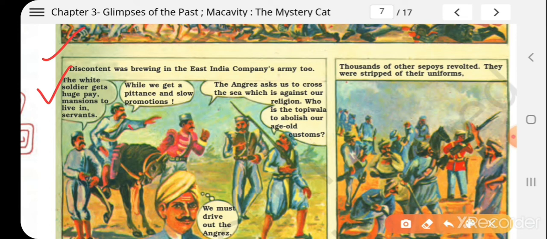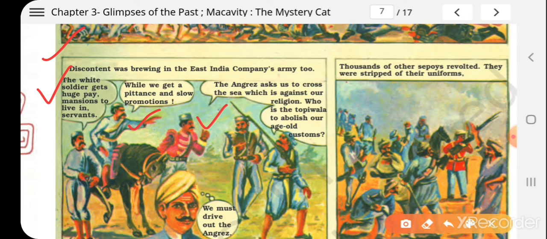While the second one says that while we get a pittance and slow promotions, जबकि हमें तो वो salary भी इस तरह देते हैं जैसे दान में देते हैं. Pittance का मतलब होता है दान में देना. And slow promotions. Then second one says that the अंग्रेज asked us to cross the sea, which is against our religion. Who is the टोपी वाला to abolish our age old customs.